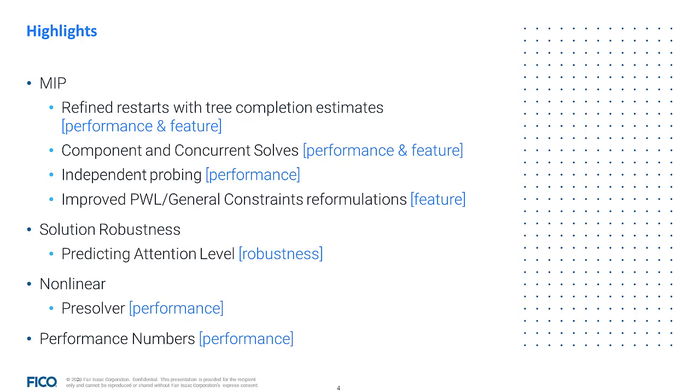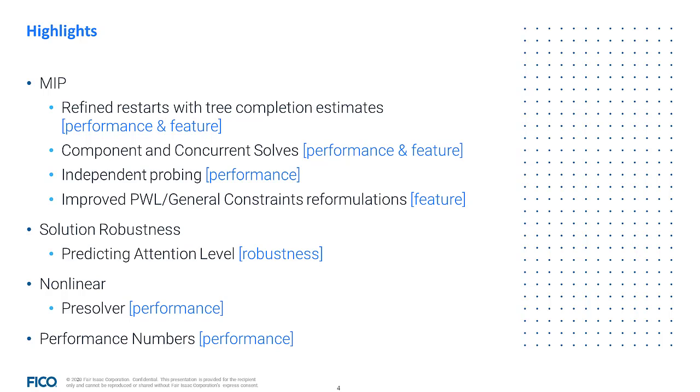The main focus of this release is MIP performance. We have news from the restarting feature that we introduced in 8.9 and two new ways of exploiting parallelism within the solver. We now allow probing independent of cutting planes and branching, which leads to some performance improvements. We have continued working on piecewise linear and general constraints, which also is a feature introduced in 8.9. In this release, we improved the remodeling of these constructs when they are reformulated as MIP problems.